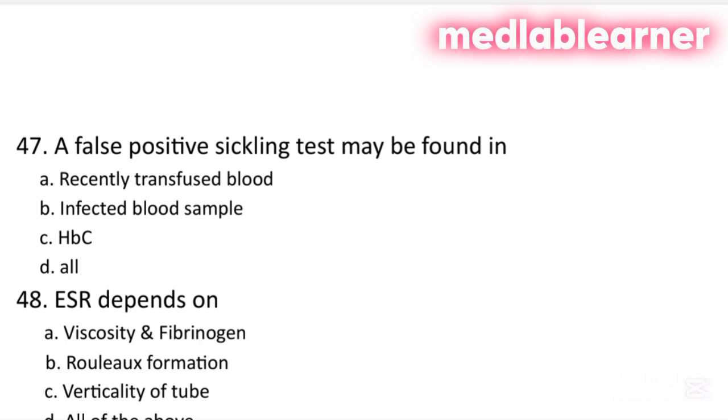47. A false positive sickling test may be found in A. Recently transfused blood, B. Infected blood sample, C. Hemoglobin C, and D. All. A false positive sickling test may be found in D. All of the above.